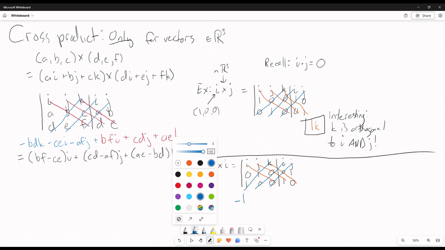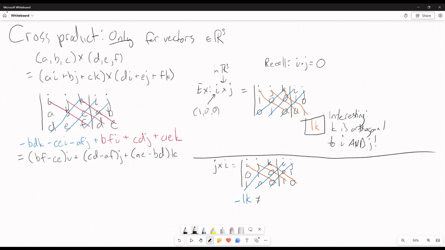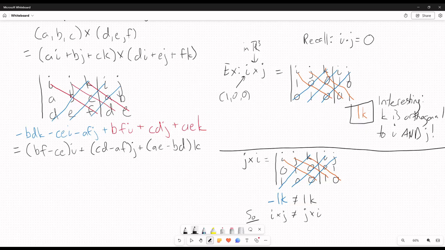So we're going to end up getting negative 1k here, which you should notice is not the same as positive 1k. Those are two different numbers. So we see that I cross j does not equal j cross I. What we saw specifically, though, was that we ended up getting the negative answer.